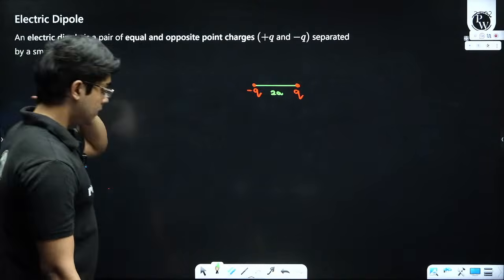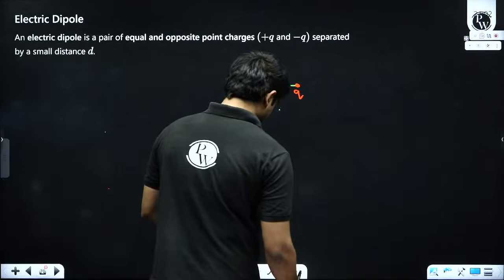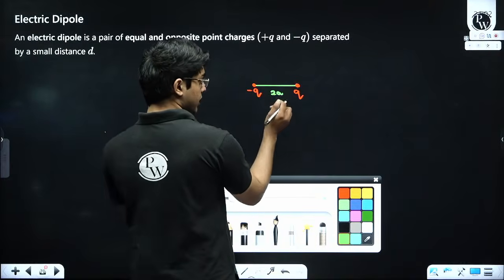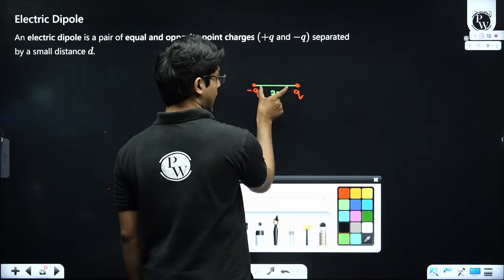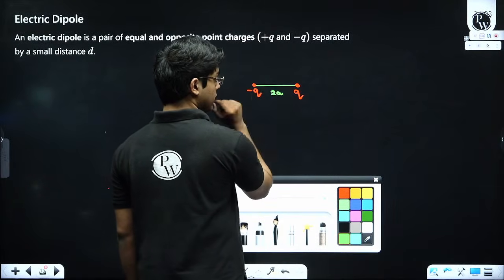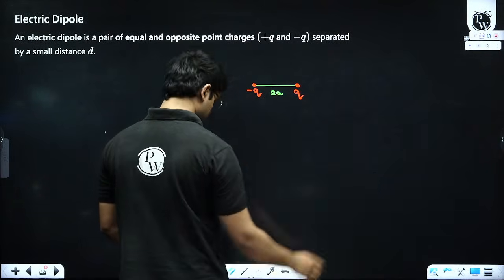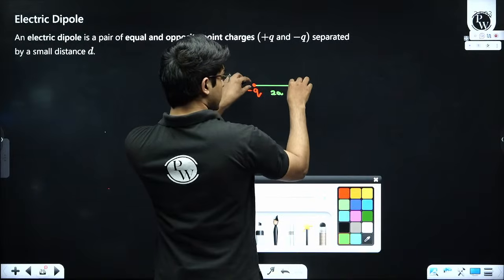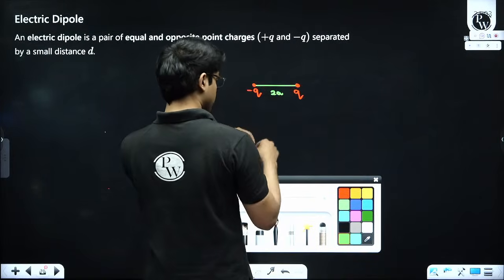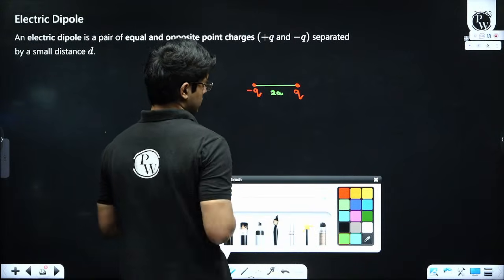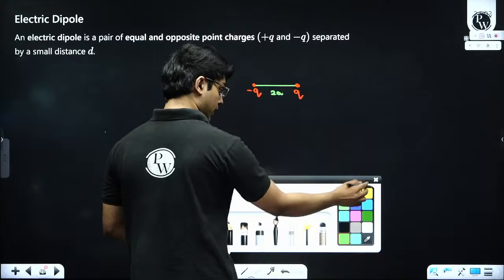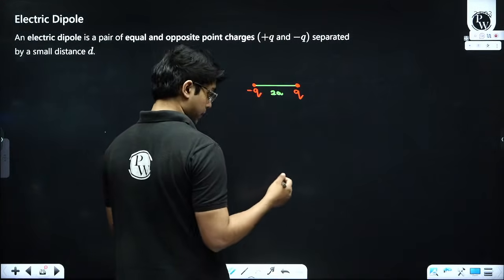Usually this 2a is a very small distance, in angstrom order, very, very tiny. So we have two charges that are very close to each other, with a tiny separation, and they are equal and opposite charges. This is what we classify. This system is what is called a dipole.